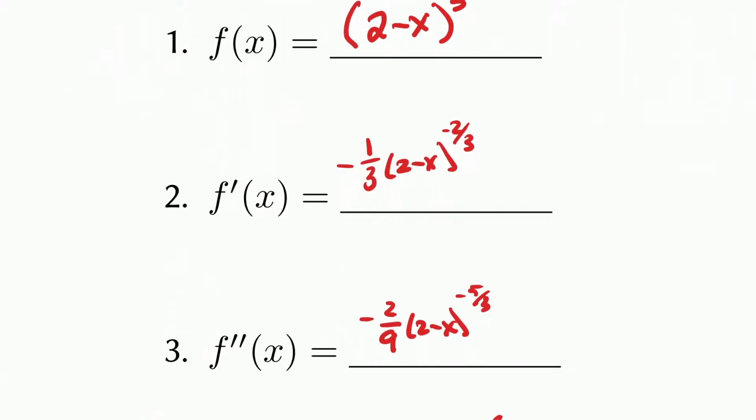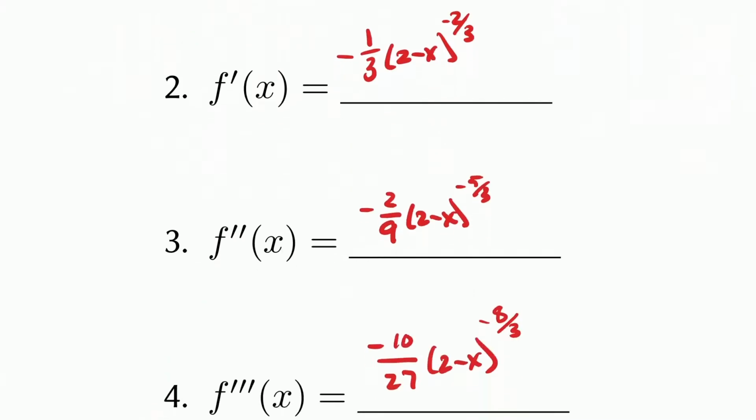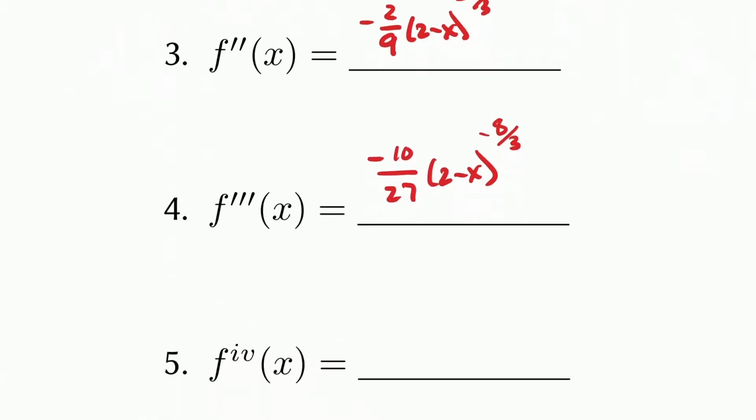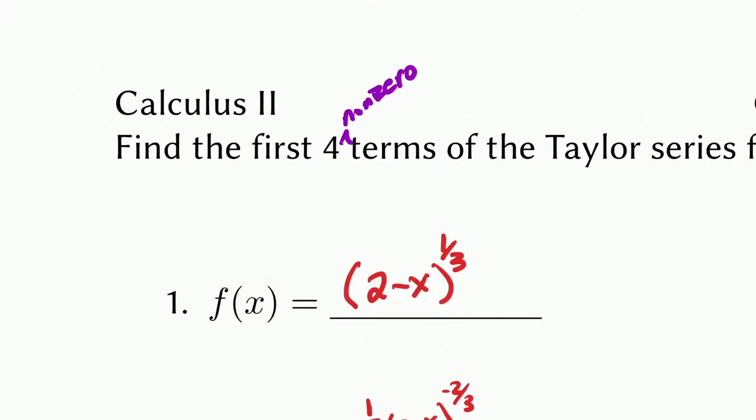And then the next one, 10/27. I was tempted to write this like 2 times 5 over 3 cubed, because I'm wondering if I could come up with a pattern, but then I didn't care. So I decided not to. The next one, of course, if I had done it, but I didn't need to, there's a blank there for a fourth derivative, but it would be, of course, negative 80 over 81 times 2 minus x to the negative, what is that going to be, 11/3? I didn't need that, though, because we only want the first 4 non-zero terms.